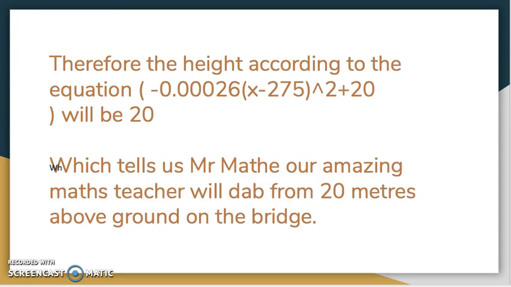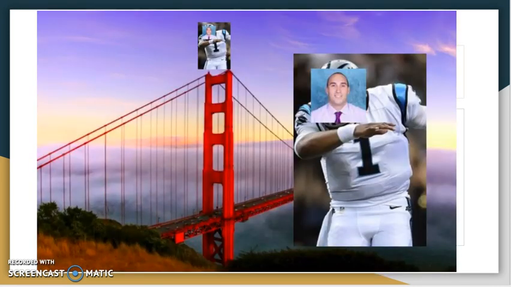Therefore, the height according to the equation will be 20, which tells us Mr. Mathay, our amazing math teacher, will dab from 20 meters above ground on the bridge. Again, this is how it would look like. So this will be 20 meters. And Mr. Mathay looks very happy dabbing.